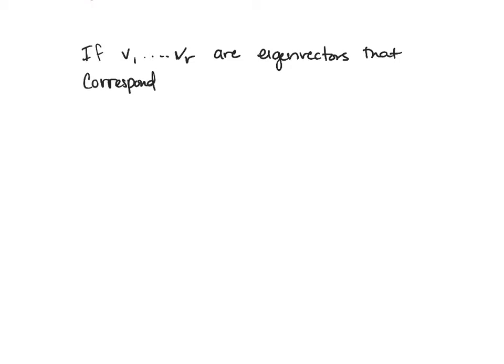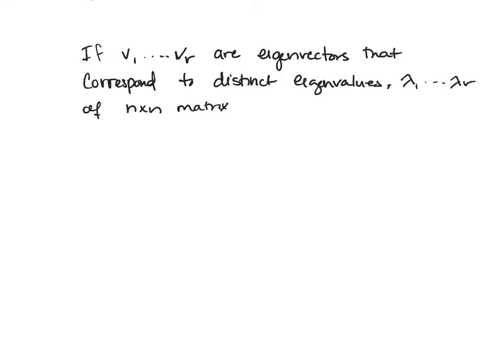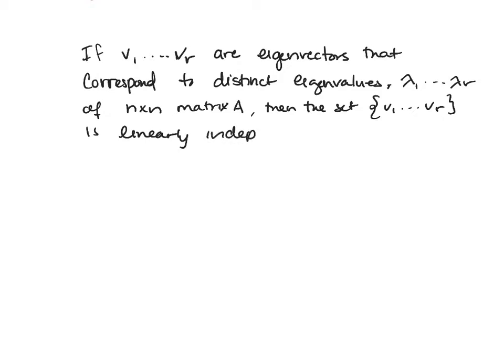So if v1 to vr are eigenvectors that correspond to distinct eigenvalues, and that distinct part is key, lambda 1 to lambda r of some n by n matrix A, then the set v1 to vr is linearly independent. All right. So this is a theorem from 5.1.